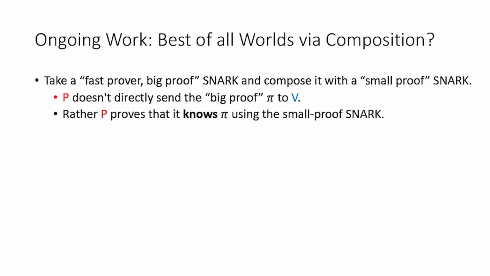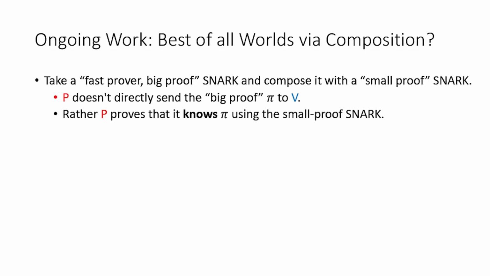Okay, and then finally to get to Tim's question, this is ongoing work, so I don't have a specific result to tell you. I'm just going to say it's what I consider a very promising approach to try to resolve the tension between prover time and verifier time. It's not even a new idea, it's very simple. It's known, but the devil's in the details of whether it will actually concretely be nice. So the idea is to take a fast prover, but big proofs, maybe slow verifier snark, and compose it, I'll say in a moment what that means, with a small proof snark.